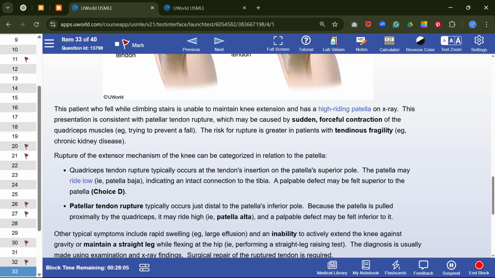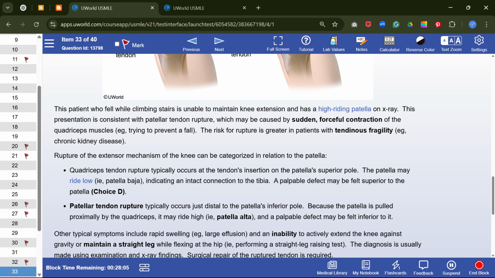Patellar tendon rupture may be caused by sudden forceful contraction of the quadriceps muscle trying to prevent a fall. The risk of rupture is greater in patients with tendinous fragility, such as chronic kidney disease.